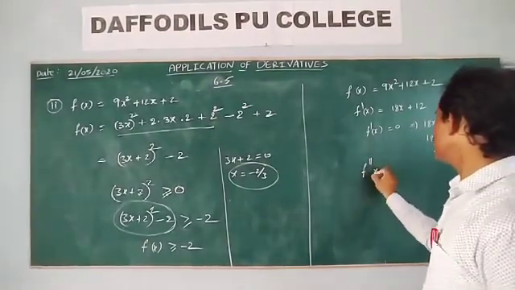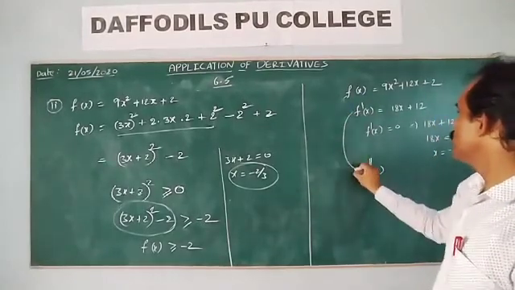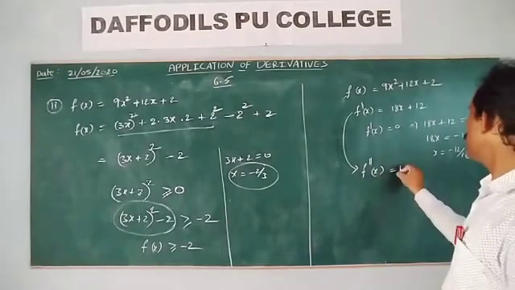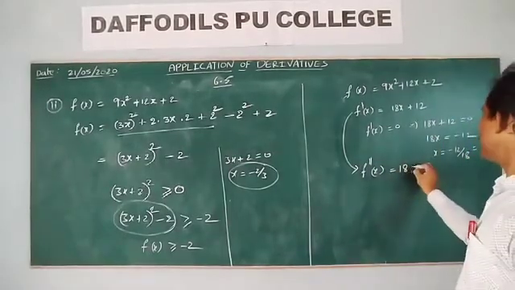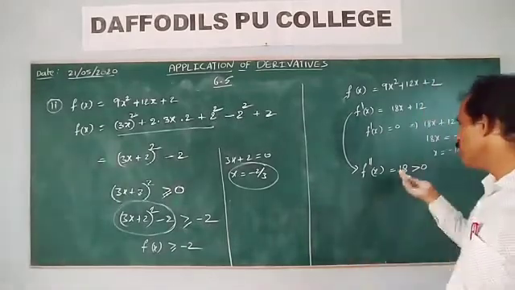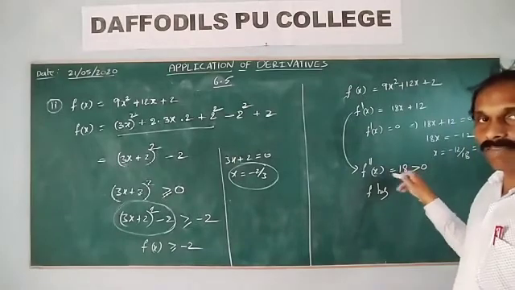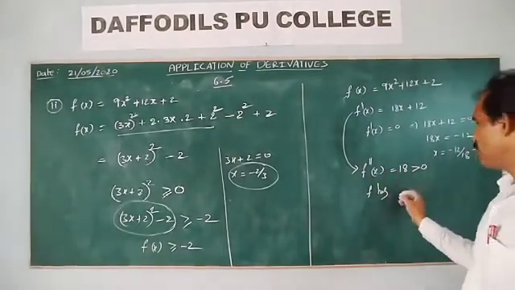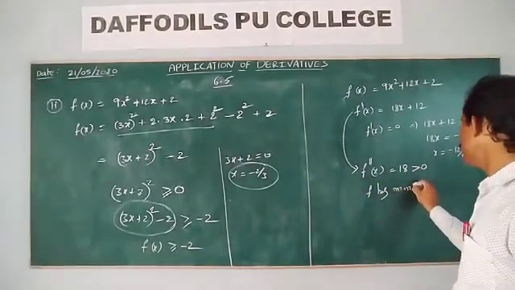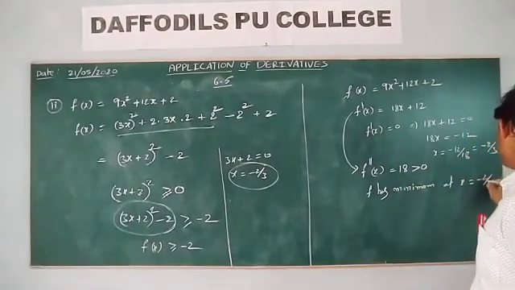What is f double dash x? F double dash x is equal to 18. 18 is a positive value, greater than 0. Clearly, does f have a minimum or a maximum? F double dash c greater than 0, so f has a minimum value at x equal to minus 2 by 3.